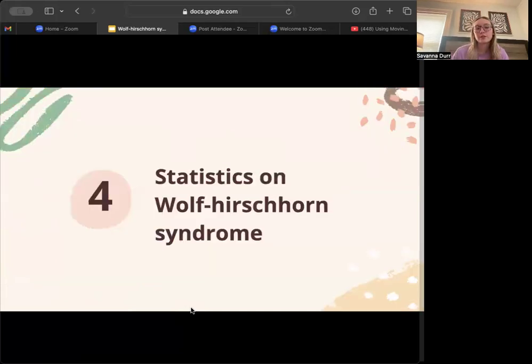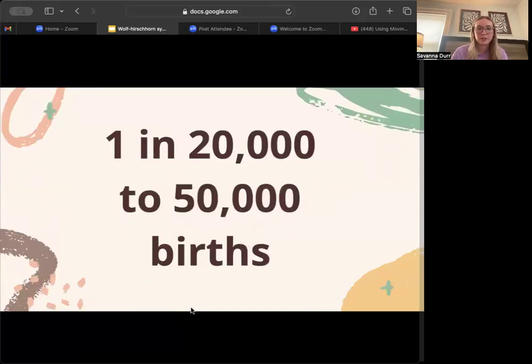So we're going to go into some statistics on Wolff-Hirschhorn syndrome. So 1 in 20,000 to 50,000 births, which is so unfortunate because it just shows how hard it can be for medical professionals and really anybody to gain information and more progress on how to diagnose this syndrome. And it just shows that we're not completely ready to fully diagnose the syndrome right at birth.